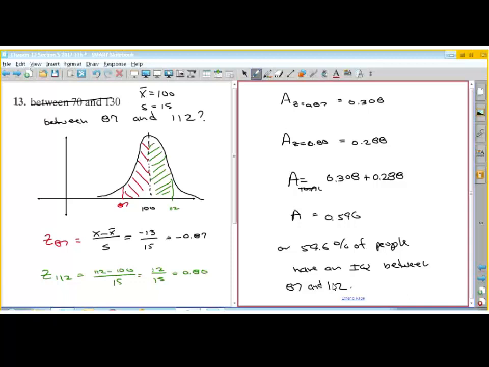So another thing is if you randomly pick somebody from a representative population of the United States or whatever the world, you would have about a 60% probability that the person would have an IQ between those two values.